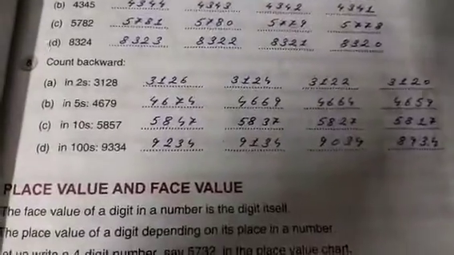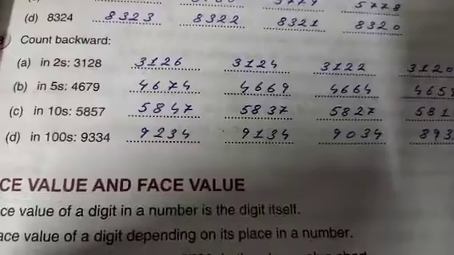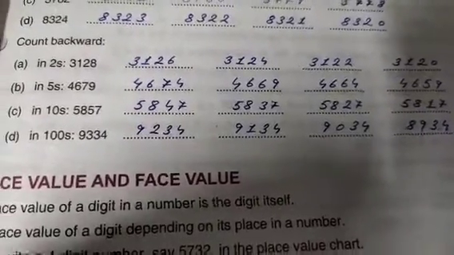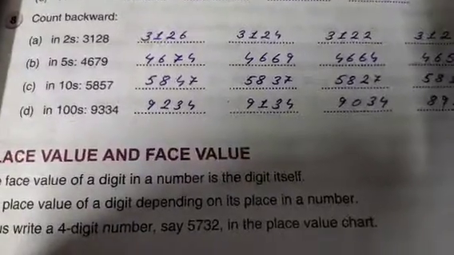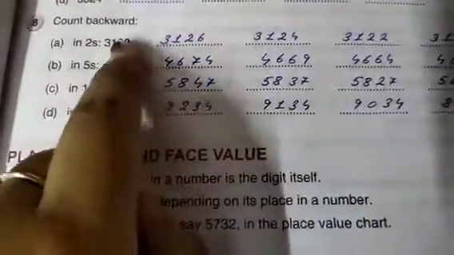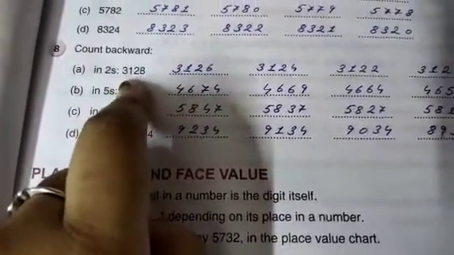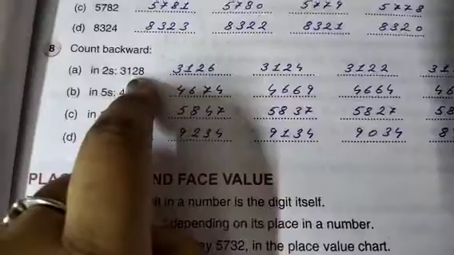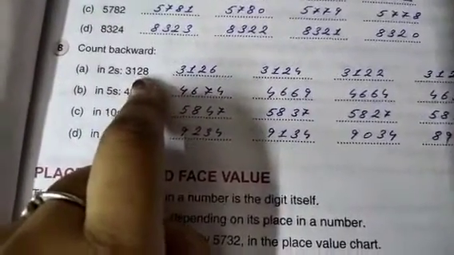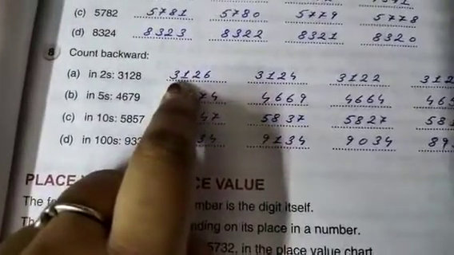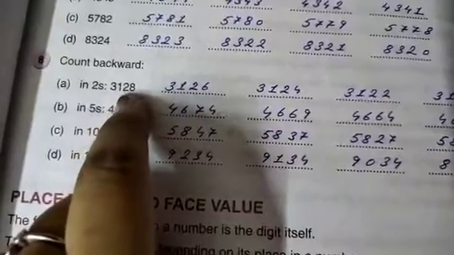Let's come to the last one, number 8, count backwards. In twos, that means we have to go backwards, but we have to skip 2 numbers. See, 2 things we have to remember. We have to go backwards, but we have to skip 2s. That means we are starting with 3,128. If we go backwards and skip 2 numbers, that means minus 2. 3,128 minus 2.